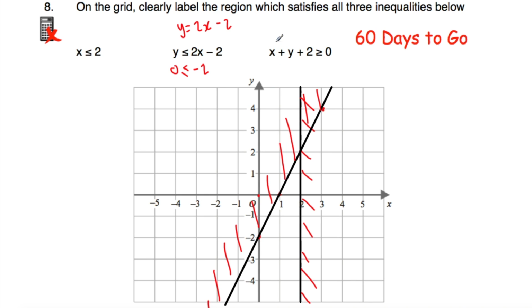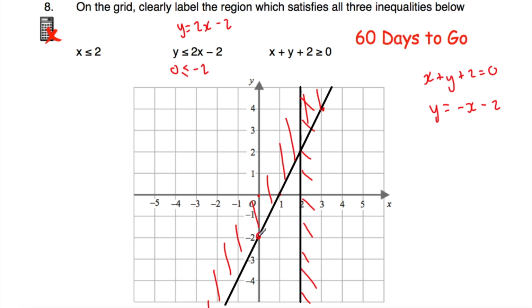Okay, next we're going to draw the graph of x plus y plus 2 equals 0. So I'm going to draw that to begin with, and then we'll find out which side we're rejecting and so on. Now I'm going to make y the subject here, so y equals, and if we take away x from both sides and take away 2 from both sides, we'll get minus x minus 2. So this is a line that's got a gradient of -1 and crosses the y-axis at -2.